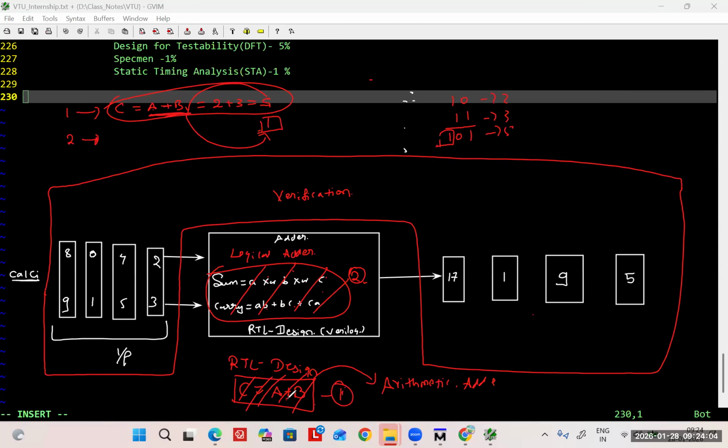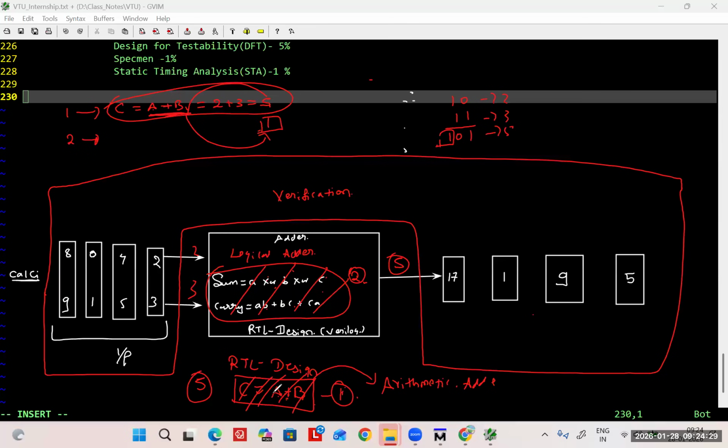See, don't think this is separate, this is separate. This is also an adder. This is also an adder only. Now the question comes. If you give 2 plus 3, it will give you 5. If you give 2 plus 3 here, it will also give 5. Now the question comes, why do you use the second one when you have the first one?